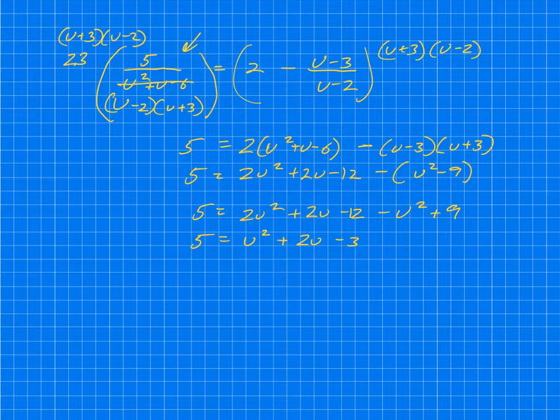And now there's one more step before I can start solving this. I'll take the 5 over. Get the 5 over to the other side. So now I've got u squared plus 2u. When I subtract the 5, I get minus 8 is equal to 0. Now it's all set equal to 0, and here's where we're going to factor it.